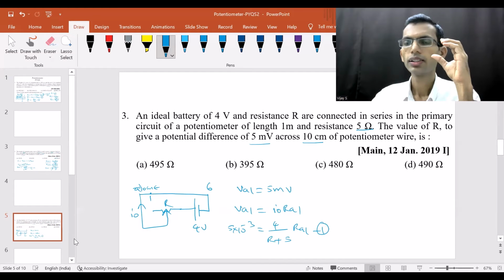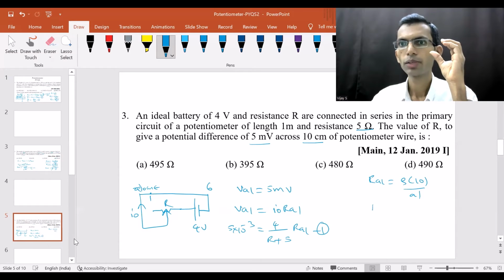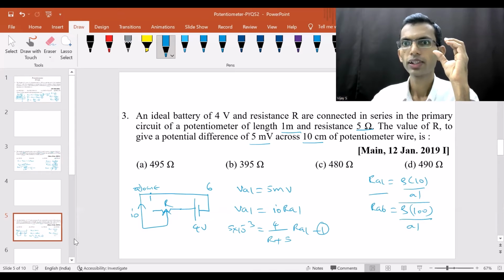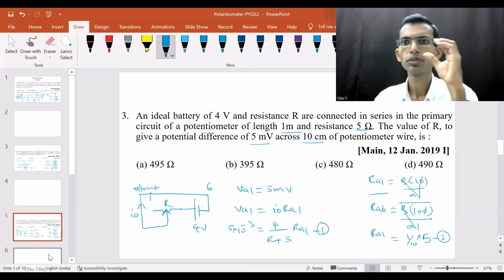The resistance of the wire between A and 1 is given by rho LA1, so LA1 you can see is 10 centimeter by A dash. Similarly, the resistance of the potentiometer wire between A and B is rho LAB, that is how much? 1 meter, 100 centimeter by A dash. So when we take the ratio, what are we going to get? Rho by A dash is common, so the zero cancels. So RA1 is equal to 1 by 10th of RAB. What is RAB? He gave 5. So this becomes 5 by 10. So this is equation 2. Let us substitute equation 2 in 1.